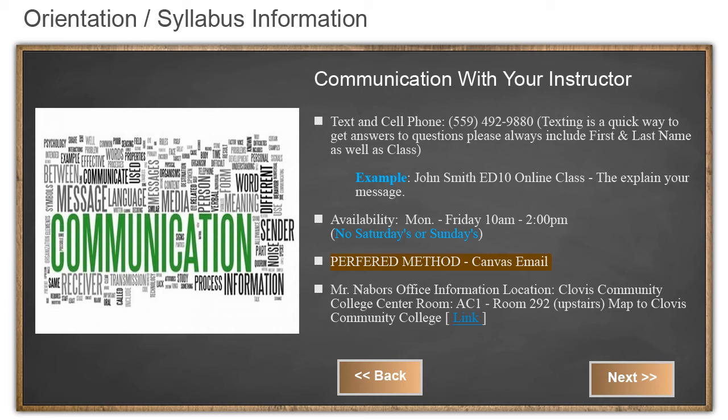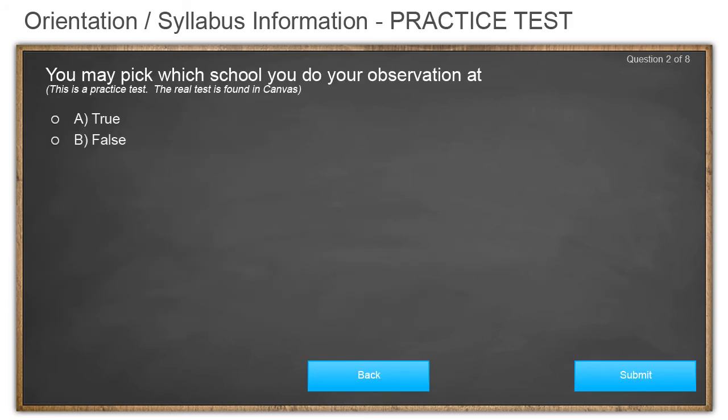Again, my 2 email addresses, that's my school email address, as well as my class email address, which I prefer. And below, my office is located at the Clovis Community College. It's in room AC1 upstairs. I have a map attached here. You can click on it to see how to get there if you're unfamiliar with the Clovis area.